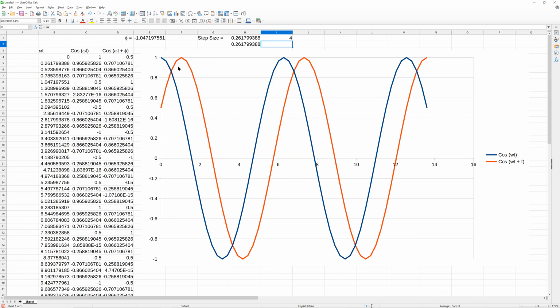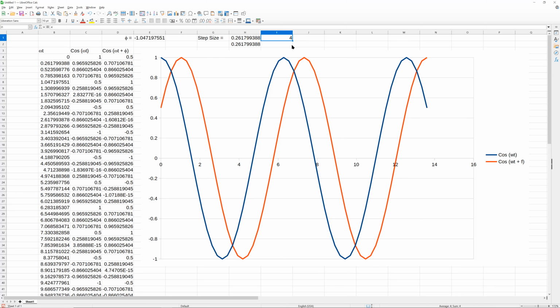I can change some things on this graph. Actually, I've got 2 cosine graphs on here. One is just the cosine of omega t, which is a cosine function without a phase constant. That's the blue curve here. And the other is the cosine of omega t plus phi. Actually, I've got a negative value for phi in here, but I can make that 0 easily enough.